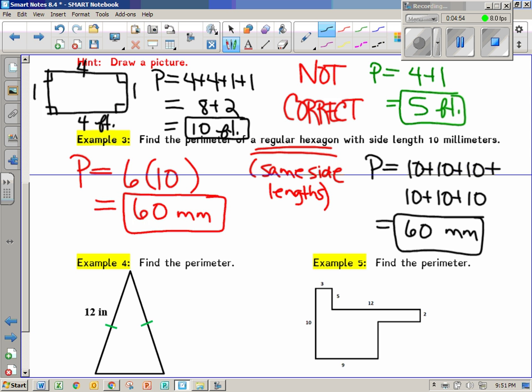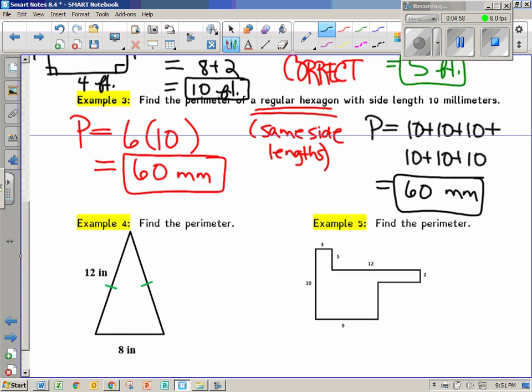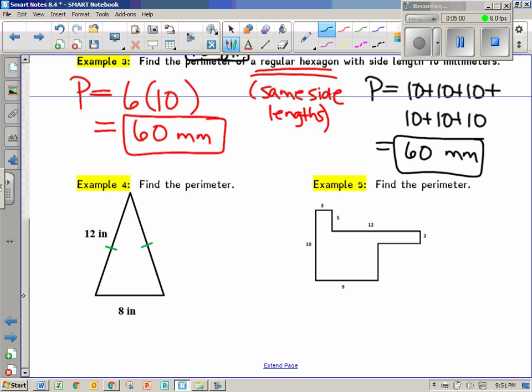Okay. Perimeter is what we call a linear measurement, which means perimeter can always be measured either with a ruler or with a tape measure.